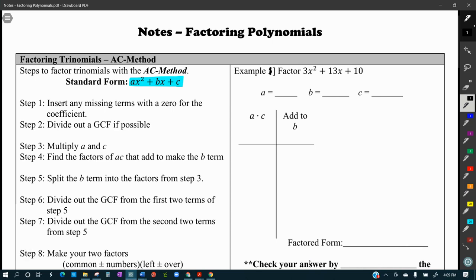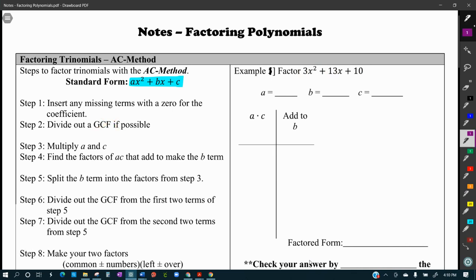So step 1 is insert any missing terms with a 0 for a coefficient. So if you're missing one of these, either A, B, or C, make sure you put a 0 in its place before you continue. So x squared I have, bx I have, and c I have. So now let's find out what A, B, and C are if there is not a GCF. So make sure there's not a greatest common factor you can divide out first. So 3, 13, and 10 have no numbers that I can divide out from all three. X squared, x, and then no x's. I cannot divide an x either. So there is no GCF either.